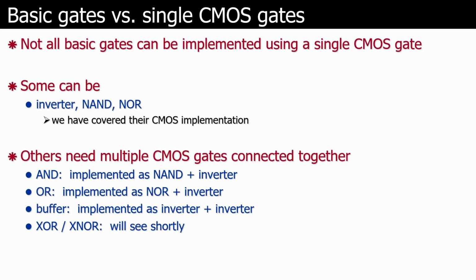So not all basic gates can be implemented using a single CMOS gate, but some can be. It's our inverter, NAND, and NOR, and that's because, as we saw in the transistors lecture, these gates are sort of naturally inverting. But if you chain 2 of these inverting gates together, you can result in some sort of behavior like AND or OR. And as you can see here, AND is implemented with a NAND followed by an inverter. OR is implemented with a NOR with an inverter. A buffer is implemented with 2 inverters. And we'll take a look at XOR and XNOR later, perhaps.